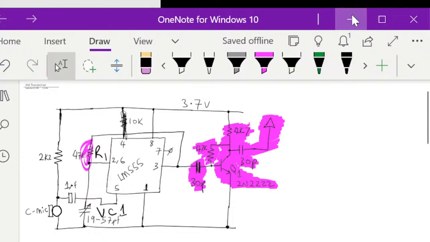All right, so let's just go and show the circuit diagram one more time.